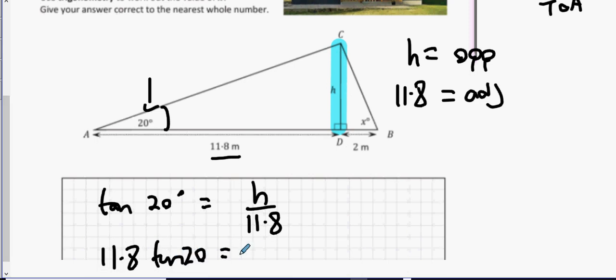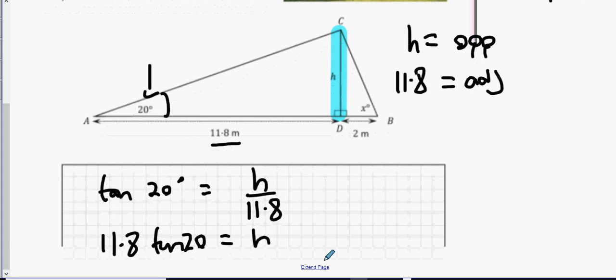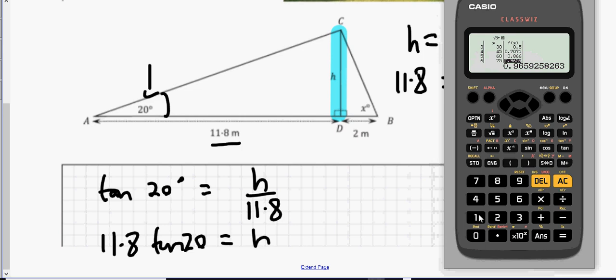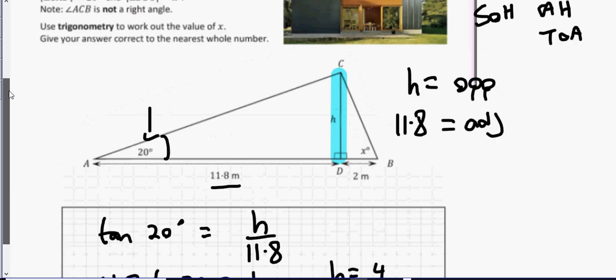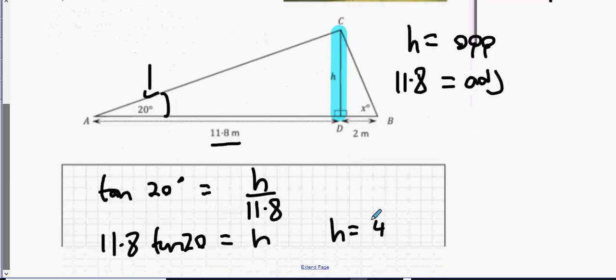Anybody, what do we get? Anybody have that for me? 11.8 tan 20? That's 4.3. Yeah, 4.29. Two decimal places or one? It says nearest whole number. So I did 4.3 for the first one, and then just 4.